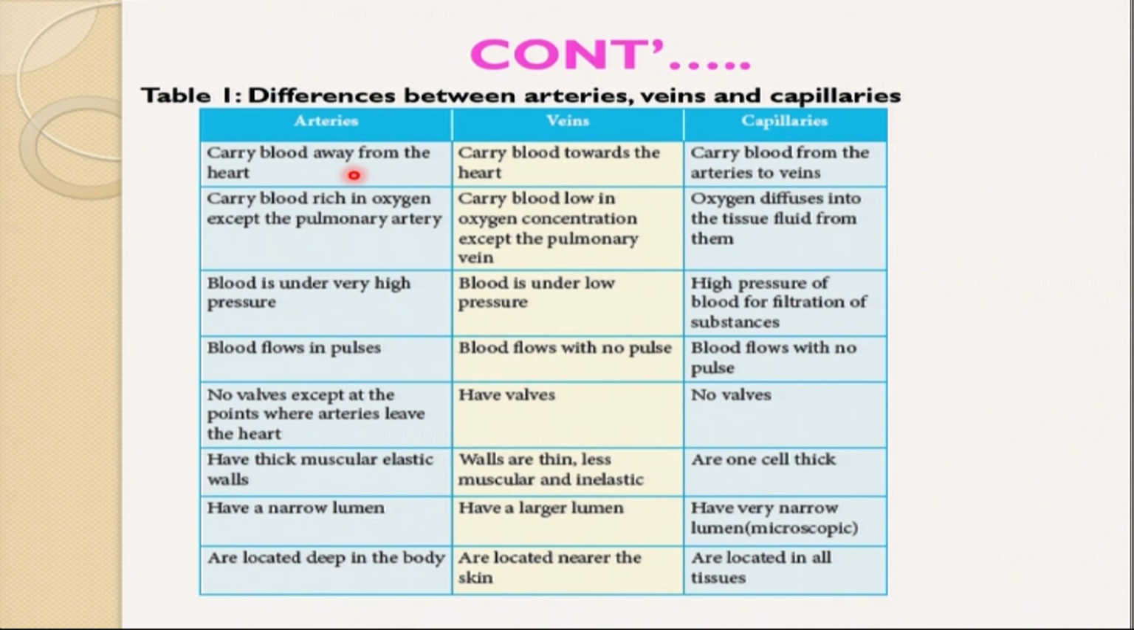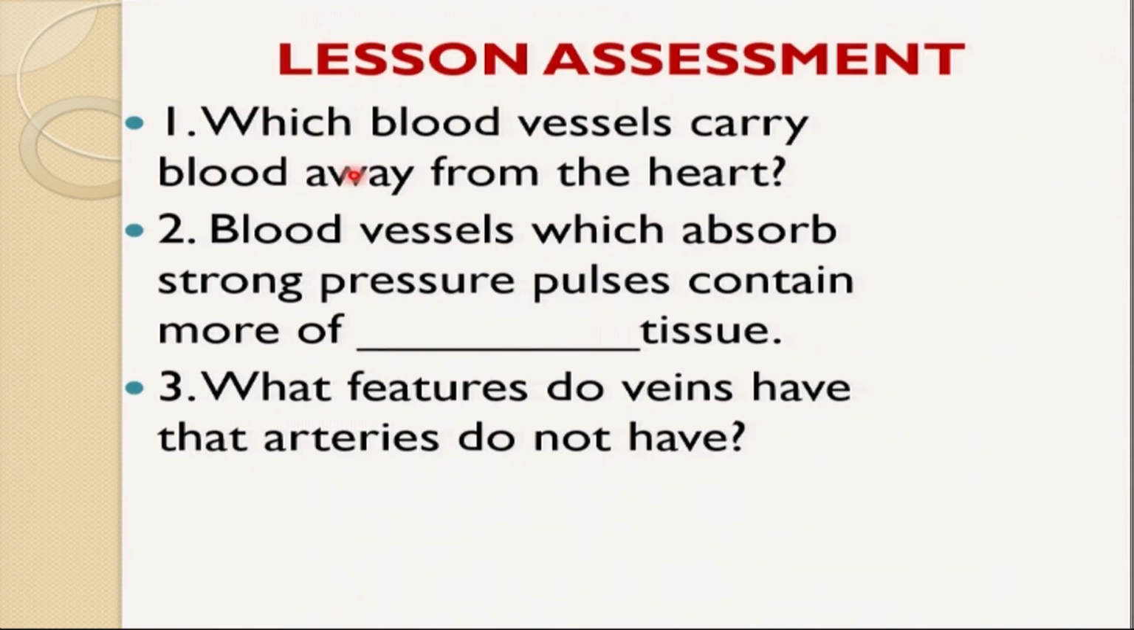We are ending our lesson. Let's have a lesson assessment. We have three questions. Question one: which blood vessel carries blood away from the heart? Question two: blood vessels which absorb strong pressure pulses contain more of what tissue? The last one: what features do veins have that arteries do not have?